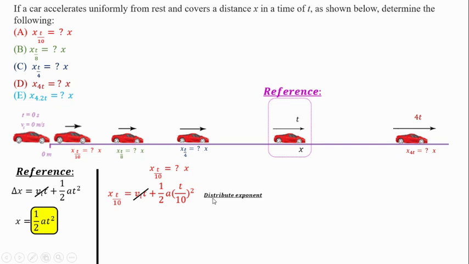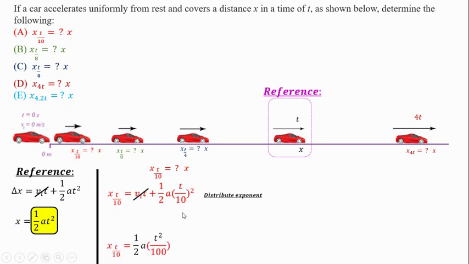You need to distribute the exponent. If you don't write things with parentheses, you are going to fall for algebraic traps, or sloppiness, as I call it. Because the t over 10 is inside parentheses, you need to distribute this exponent, the square, or 2, to the t and the 10.